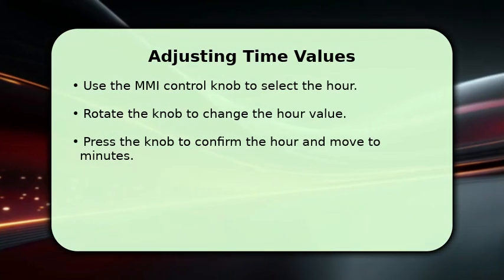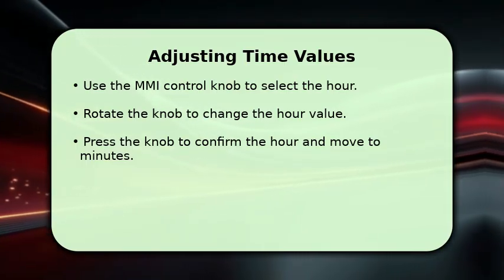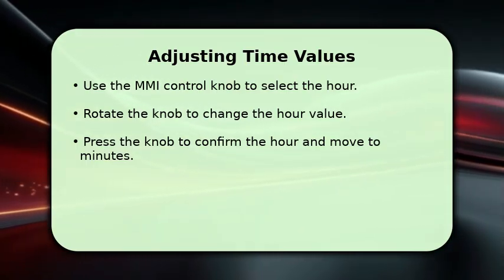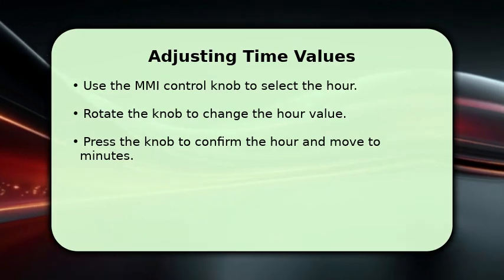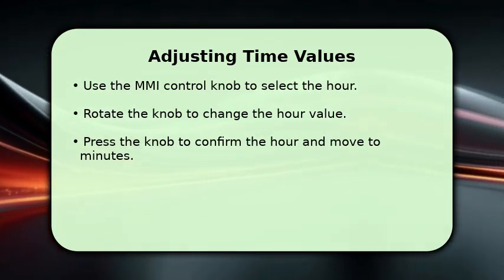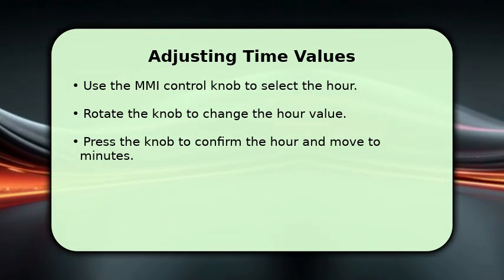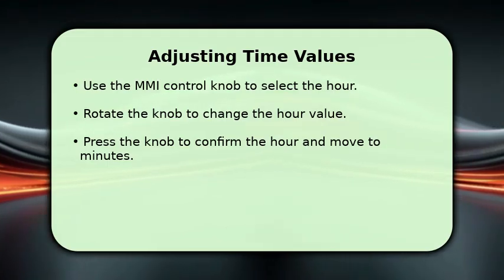Now that time is highlighted, use the MMI control knob to select the hour. Rotate the knob either clockwise or counterclockwise to adjust the hour to the correct setting. Once the hour is accurate, press the control knob to confirm your selection. This will then highlight the minutes, allowing you to adjust them next.